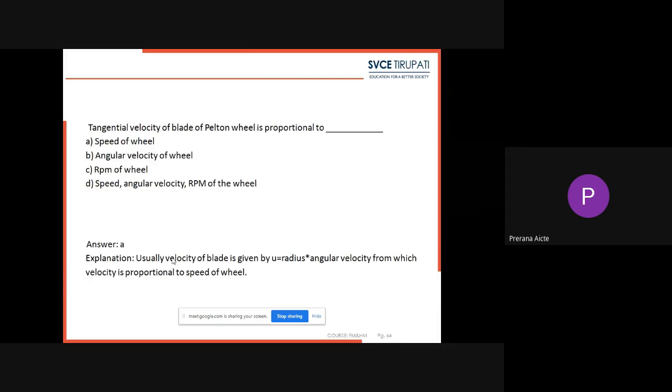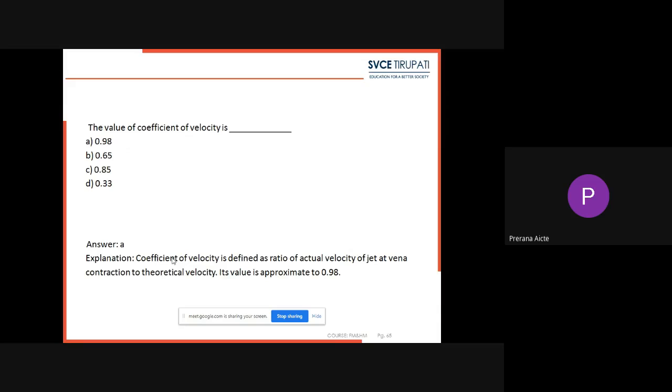Next one, the tangential velocity of the blade of a Pelton wheel is proportional to the speed of the wheel. Usually, the velocity of the blade is given by u equals radius times angular velocity, from which the velocity is proportional to the speed of the wheel. u is proportional to N and u equals pi D N by 60. The next one, the value of the coefficient of velocity is 0.98. The coefficient of velocity is defined as the ratio of the actual velocity of the jet at vena contracta to the theoretical velocity. Its value is approximately 0.98.